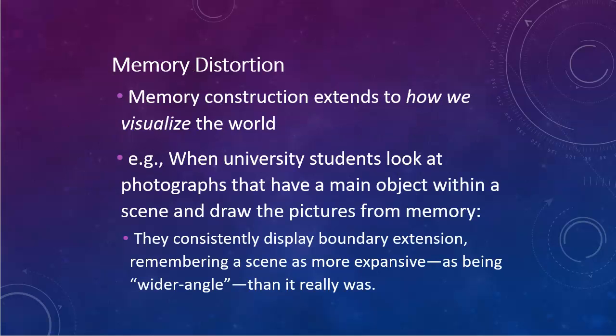So memory distortion kind of extends to how we visualize the world. An example is when university students look at photographs that have a main object within a scene and then try to draw the picture from memory, they'll consistently display the boundary extension, remembering a scene as more expansive, as being a wider angle than it really was.